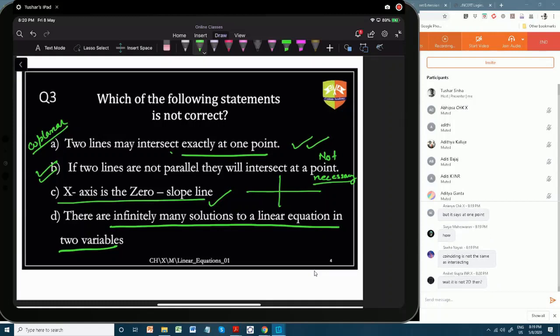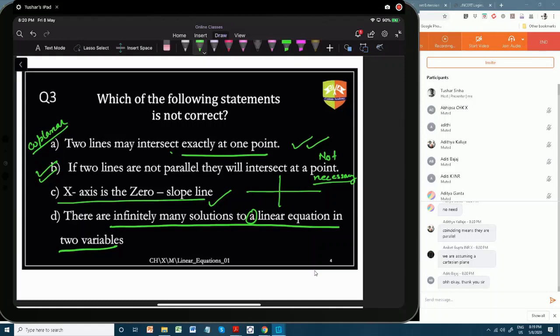If two lines are not parallel, yes, obviously. Did I say this is 2D? Why, Anish, in which case, Aditi, in which case there are not infinitely many solutions to a linear equation in two variables? I am talking about only one linear equation in two variables. Why are you assuming a Cartesian plane? Did I say anywhere? I'm just talking about two lines. Are we even talking about any planes, length, anything we have given? No. Why are you assuming? I said which of the two lines is not correct.